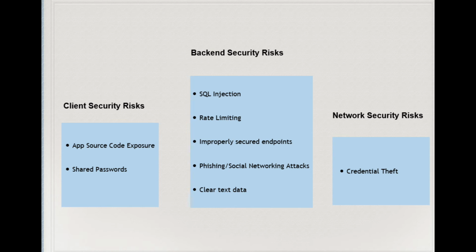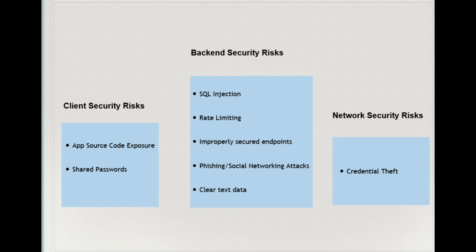Then backend security risks. SQL injection. This is one of the common ways that hackers can penetrate into databases and get sensitive data. And rate limiting. A lot of API providers forget to put a rate limit on their API. The rate limit is the number of times an API consumer can hit your endpoint over a given period of time. So it is important to have a rate limit.